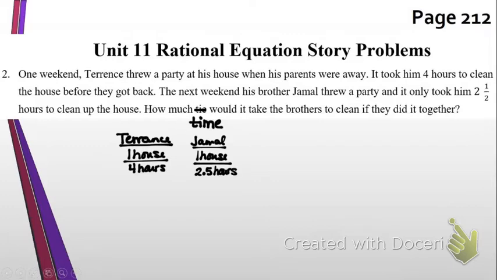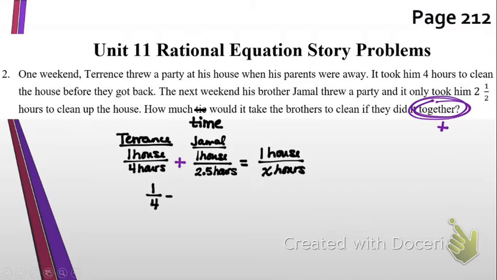Okay, so now I have rates for both Terrence and Jamal. What do I want to do with those rates? Add them because it says what? Together. That word together is how I know I'm adding. And so what's it going to be equal to at the end? X. 1 house over x. I have no idea how long it's going to take them to do it together, but at the end they're going to end up with 1 clean house. So 1 over 4 plus 1 over 2.5 equals 1 over x.